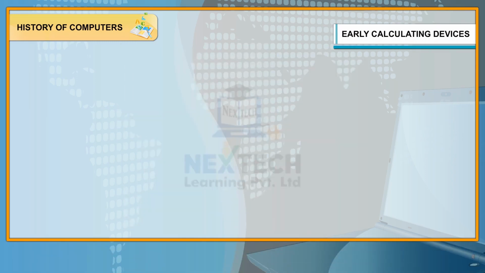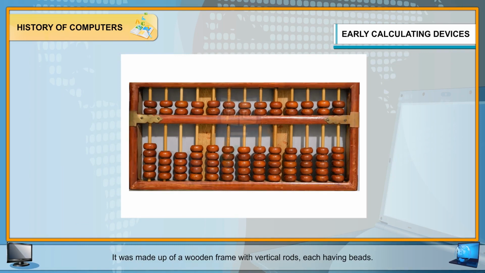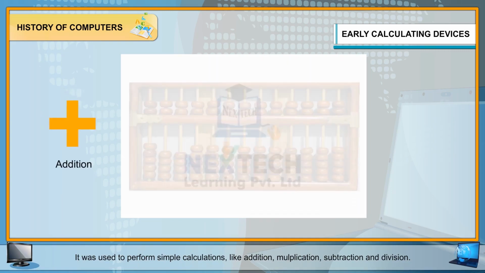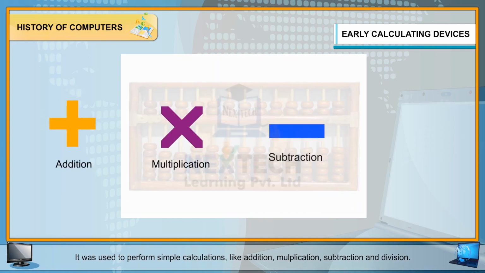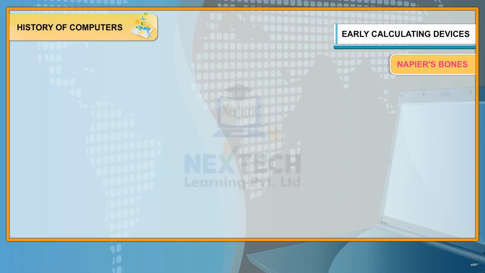Early calculating devices. Abacus was the first calculating device. It is considered to be invented in China around 3000 BC. It was made up of a wooden frame with vertical rods, each having beads. It was used to perform simple calculations like addition, multiplication, subtraction, and division. It is still used in Asia and Africa.